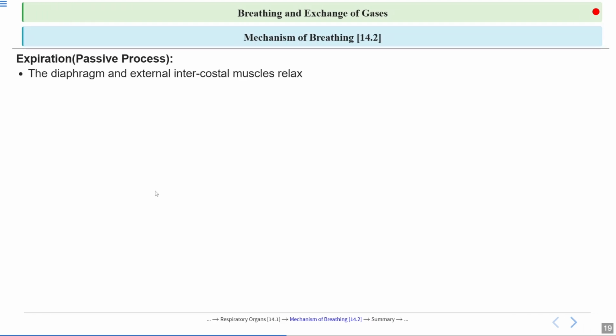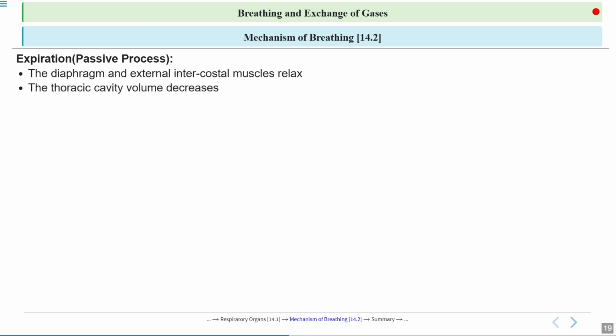Let's talk about expiration. This is a passive process. Now here what happens, earlier the diaphragm was contracting. Now the diaphragm and the external intercostal muscles will relax. Earlier they were contracting, so in inspiration, both of them contract. In expiration, they are relaxing.